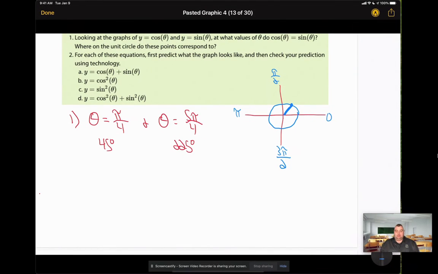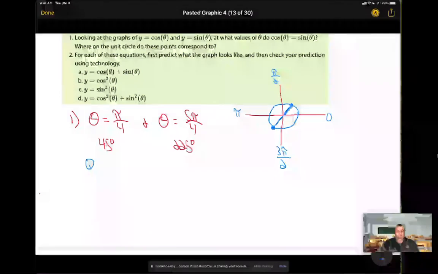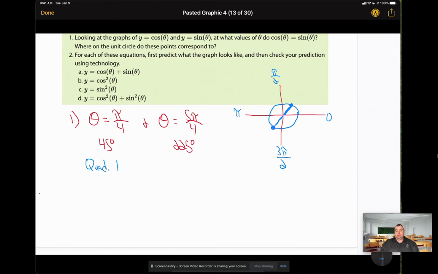5 pi over 4 is going to be halfway between 180 and 270, so 5 pi over 4 is going to be here. So where on the unit circle do these points correspond to? I just drew those for you. Pi over 4 is in quadrant 1, and 5 pi over 4 is in quadrant 3. Remember, the quadrants are 1, 2, 3, and 4. So those are the points where cosine and sine have the same value. So that's number 1.